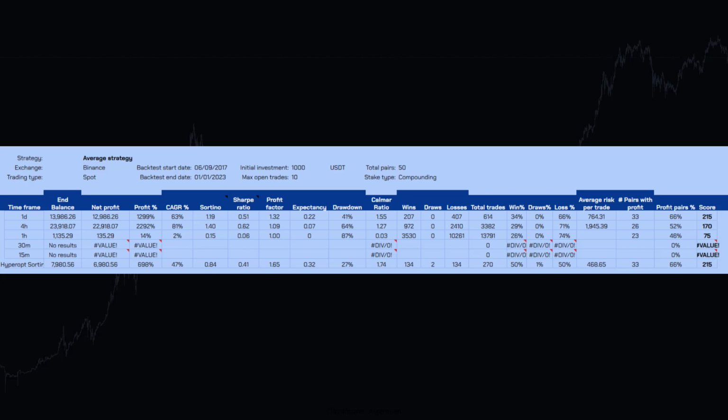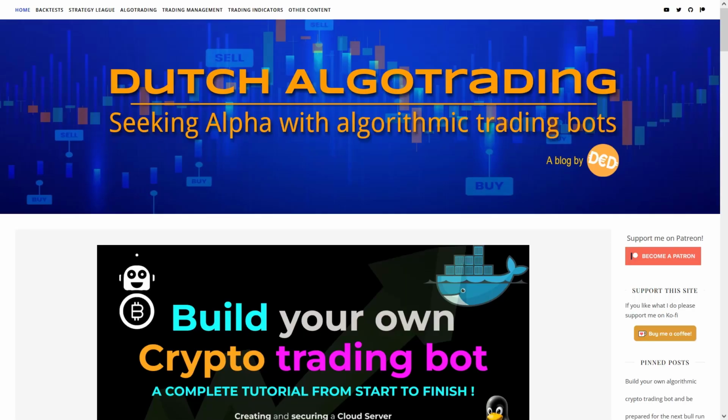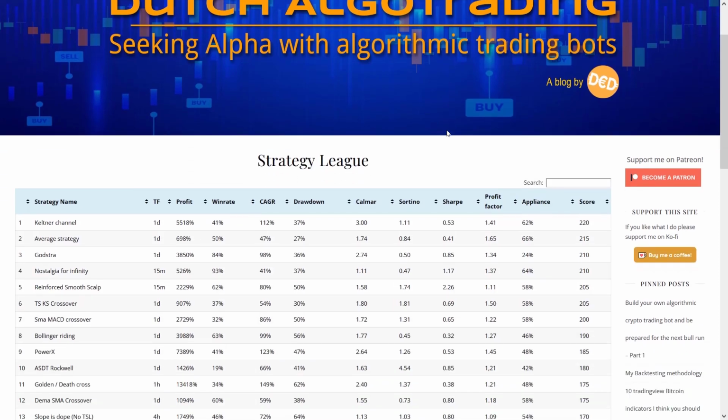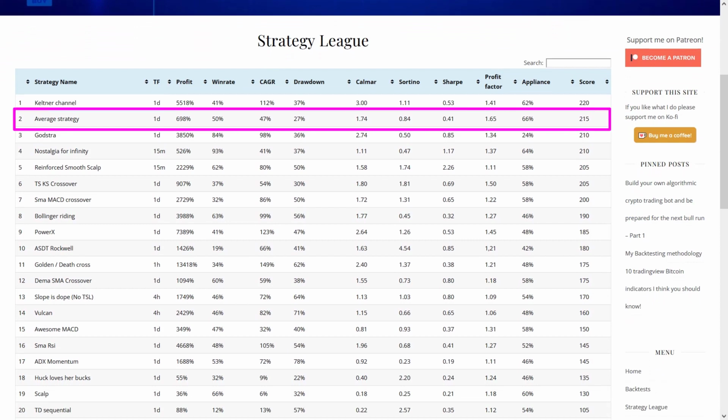But because my current view on things is to take the least risk as possible, because at the moment we are still in a bear market I think, I will take the optimized strategy and put these results in the strategy league. Looking at the strategy league with an end score of 215, this simple but effective strategy ends up on the second spot, and for me again a surprise.